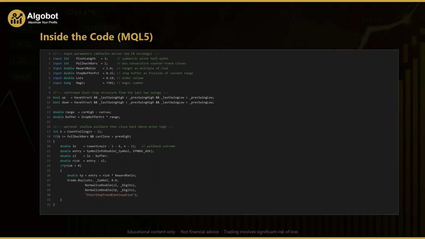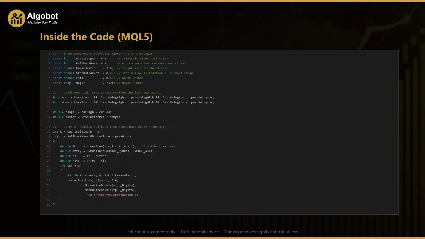At the top are the input parameters, the dials you can adjust before running the expert advisor. PivotLength sets how many bars must sit on each side of a swing point. So a larger value demands a more significant, slower swing and produces fewer, cleaner structure points. Pullback bars is the minimum number of consecutive countertrend closes needed to qualify a pullback, so raising it asks for a deeper pause before entry.